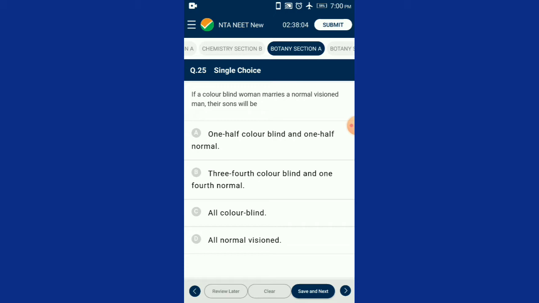So the answer is option C. If a colorblind woman marries a normal visioned man, the sons will be all colorblind.